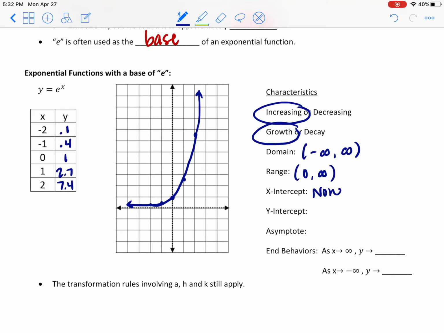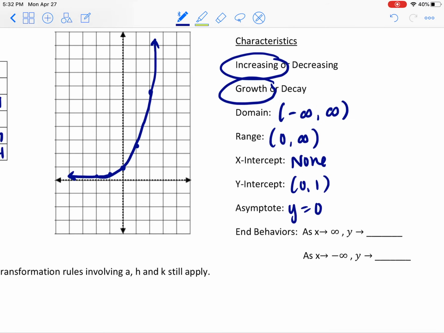So what we have is an increasing graph, exponential growth, right? It's growing because that base is bigger than 1. We have an infinite domain, and we have a range that goes from 0 to infinity. No x-intercept, y-intercept at 1, asymptote at the x-axis, which is where y is equal to 0.